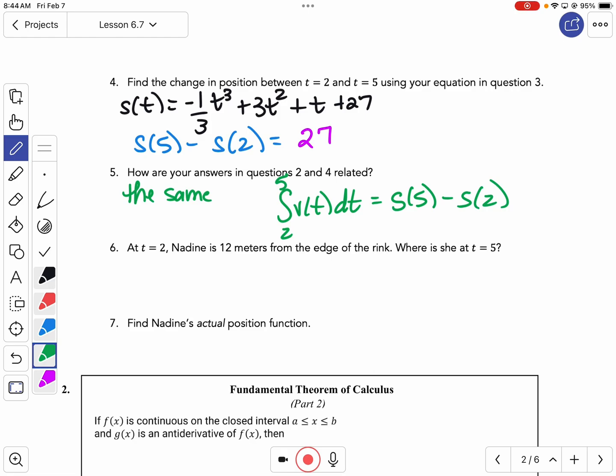Inside the integral, we have a derivative. And then S would be what we would call an antiderivative. It's the antiderivative, or what we started with.